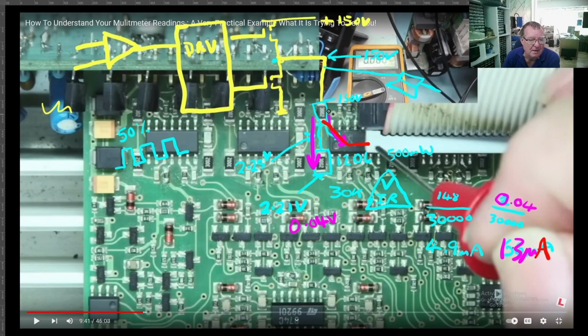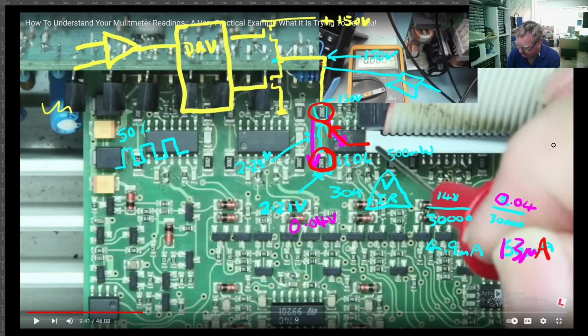And that's why I think, but I don't know for certain, when this one measured completely open out of circuit, I still had a little bit of a voltage drop across that one. Because if this is open, nothing's flowing this way, but I think something's coming in that way.